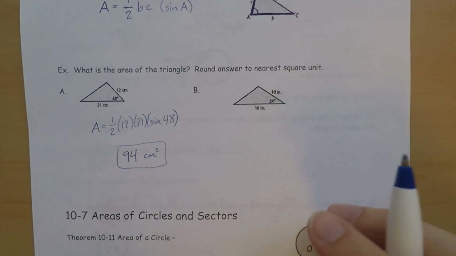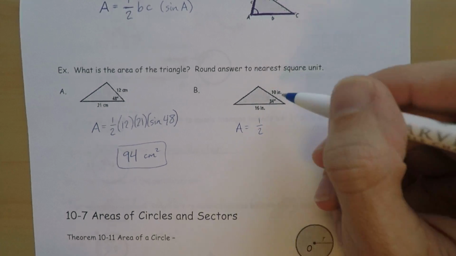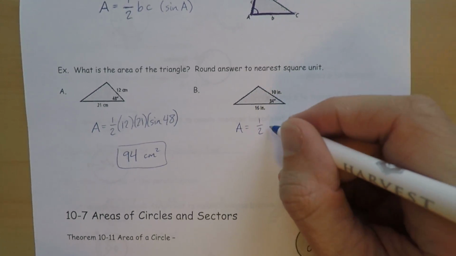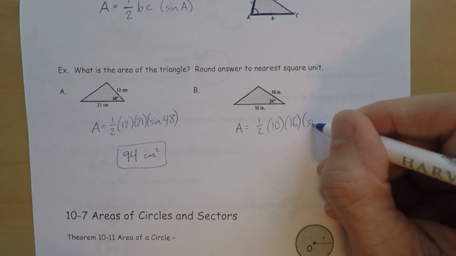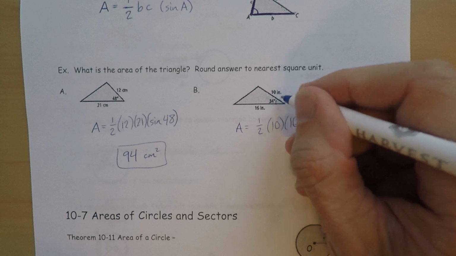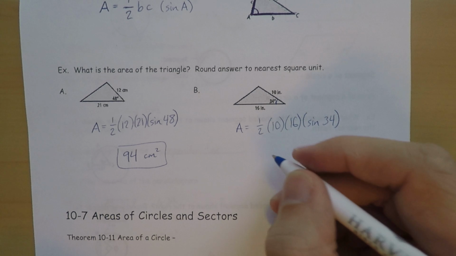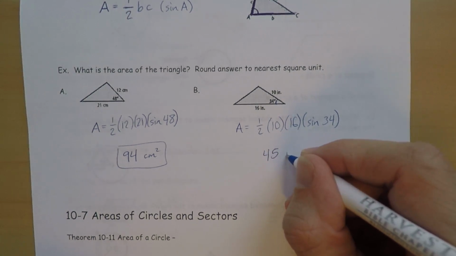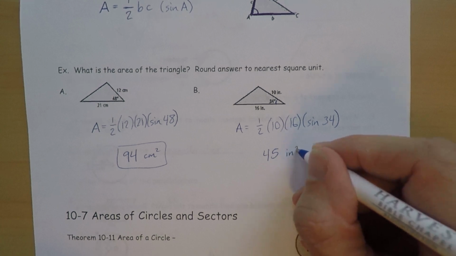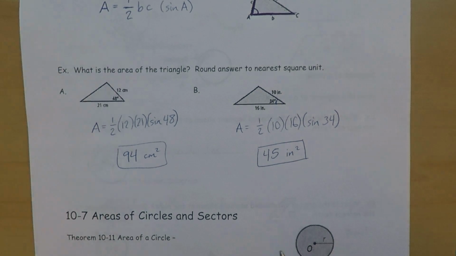Another quick example, the area of this triangle is half the product of these two sides, 10 and 16, times the sine of the included angle, the angle made by those two sides, which is 34. And if you multiply all those pieces together, 45, and we're measuring in inches, so inches squared. So a really long first part of this lesson and a really short second part.